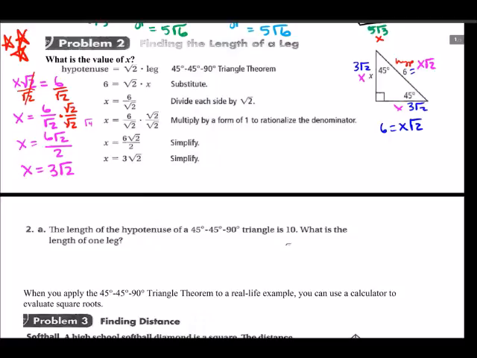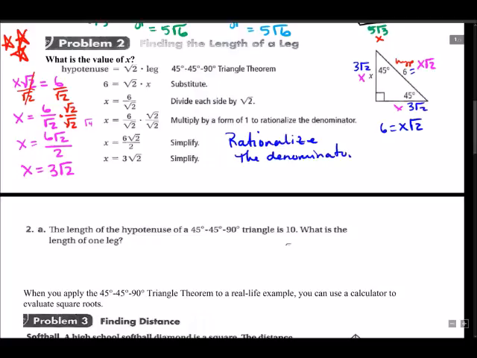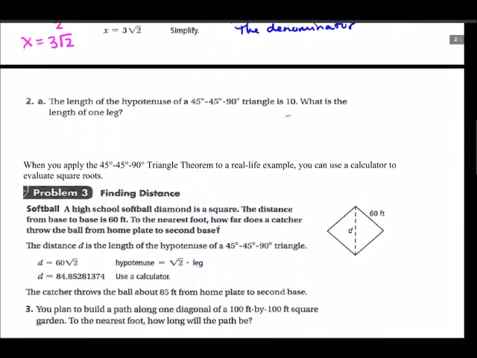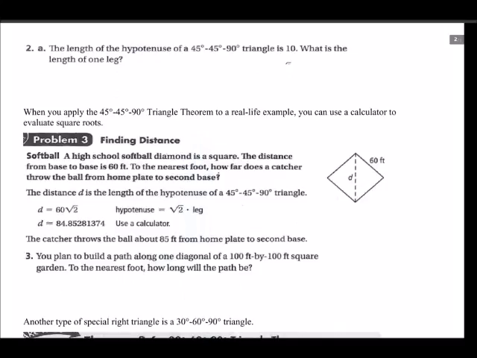This example here will help you remember how to rationalize the denominator. That's what that was called that we just did. And it's your turn. Pause the video, do the next problem.